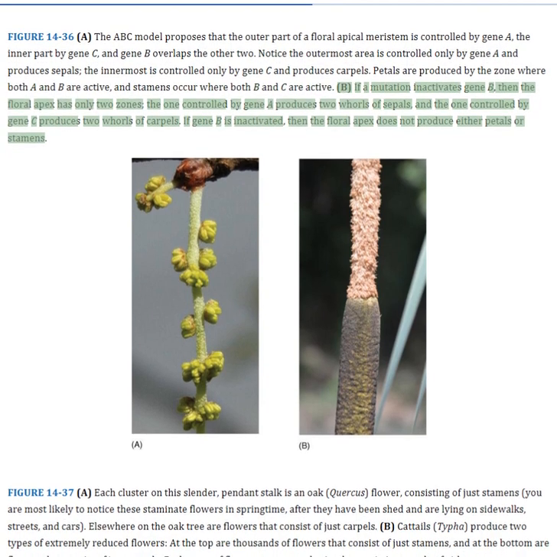If a mutation inactivates gene B, then the floral apex has only 2 zones, the one controlled by gene A produces 2 whorls of sepals, and the one controlled by gene C produces 2 whorls of carpels. If gene B is inactivated, then the floral apex does not produce either petals or stamens.